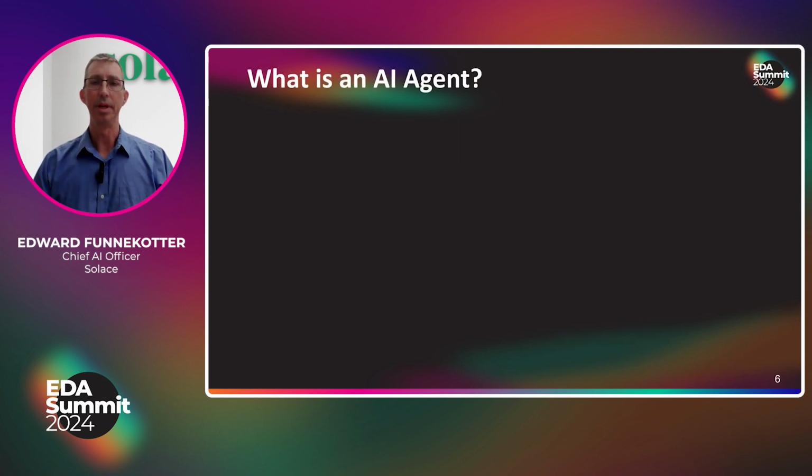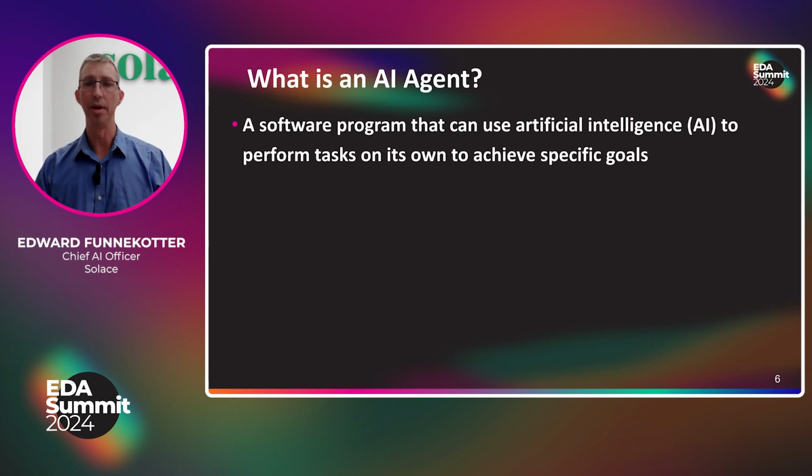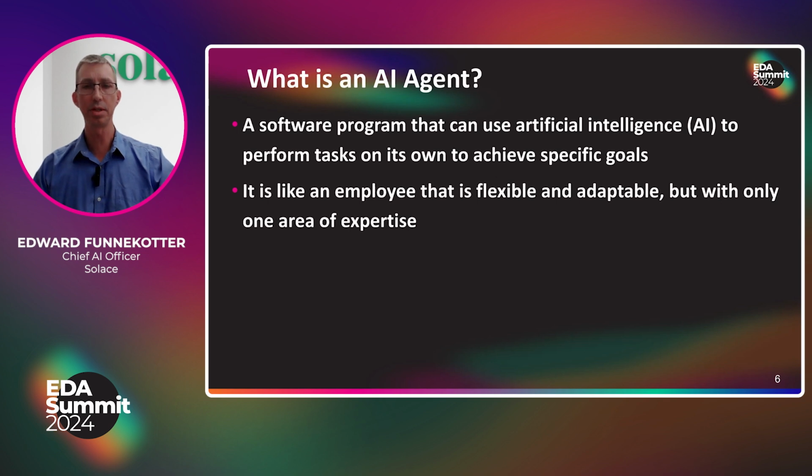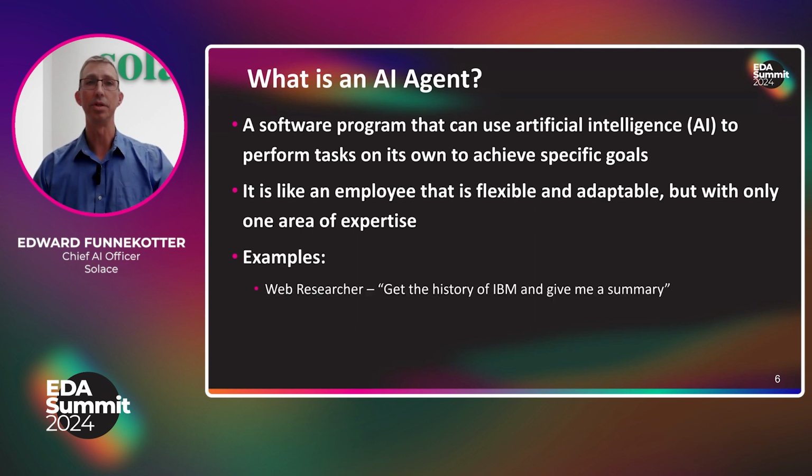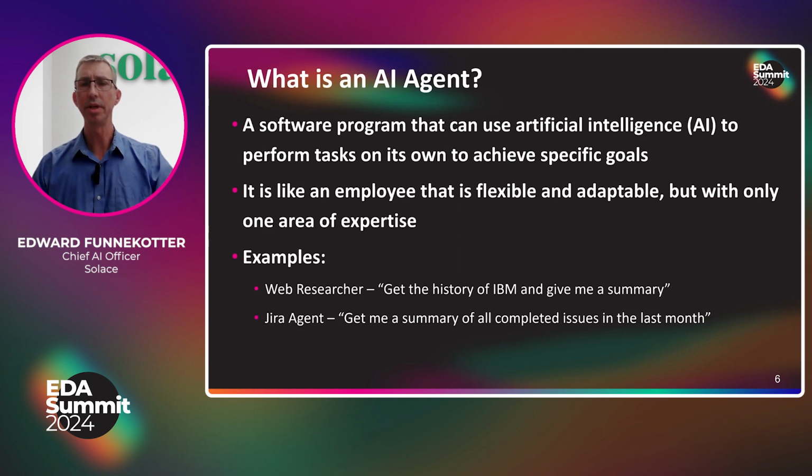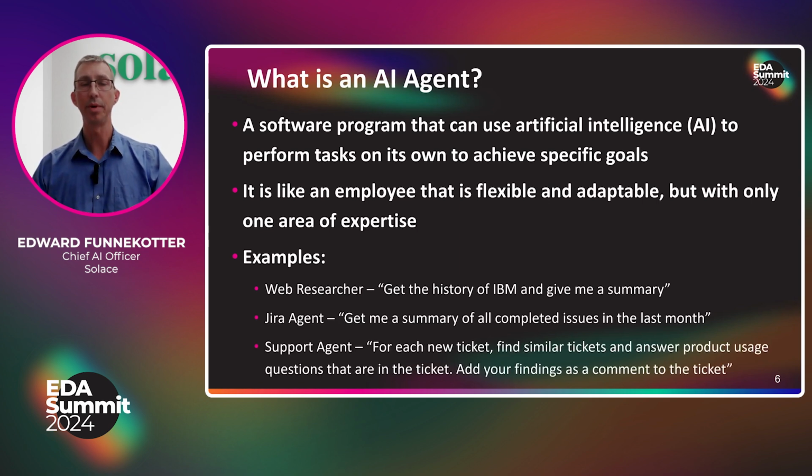First, let's back up a little bit and explain what an AI agent is. An agent is a software program that can use artificial intelligence to perform tasks on its own to achieve specific goals. It is like an employee that is flexible and adaptable, but with only one real area of expertise. Some examples are a web researcher. Get me the history of IBM. A Jira agent. Give me a summary of all my recent issues. Or perhaps a support agent that can comment on new tickets and help out support agents with their job every day.